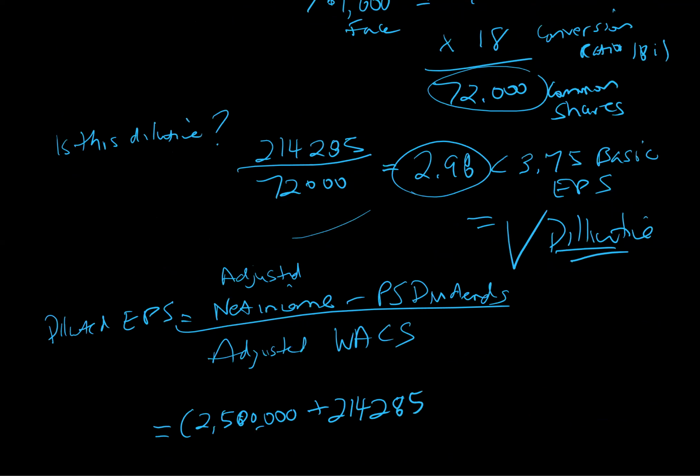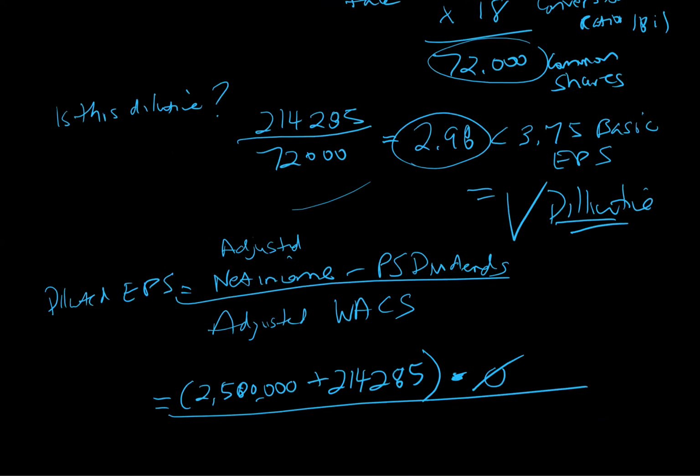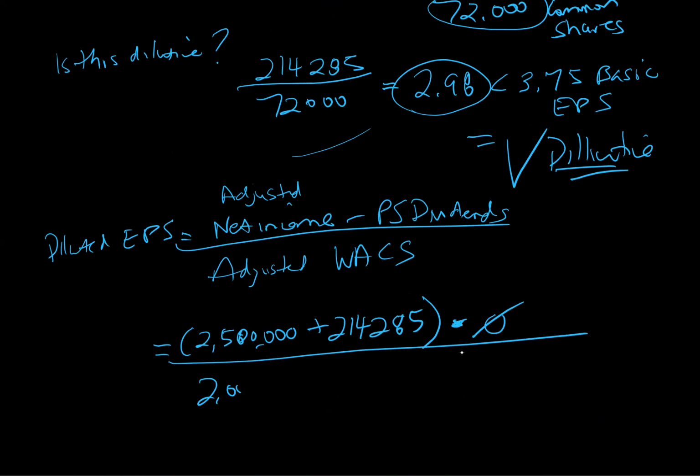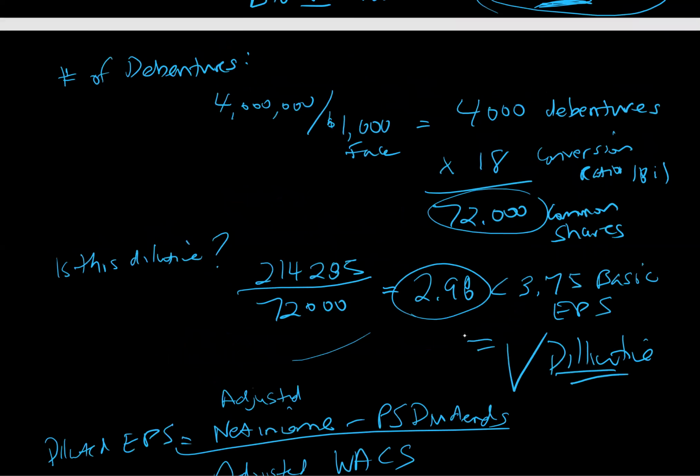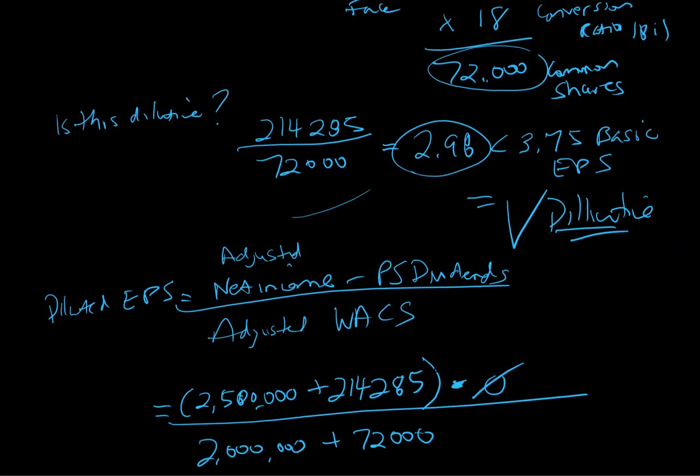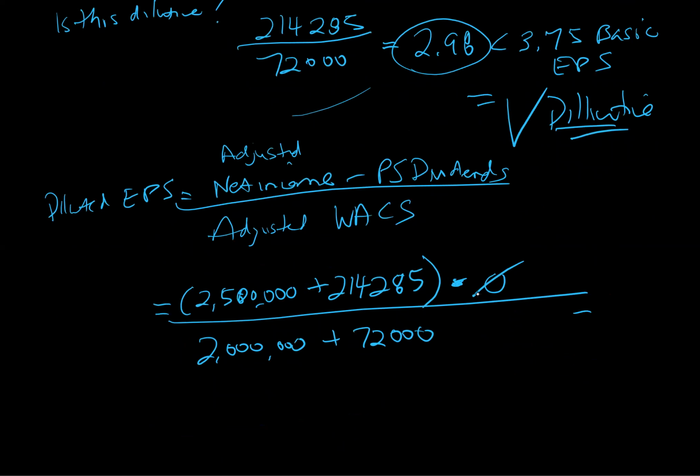Note we're adding it to net income. Net income is going to be higher, minus our preferred share dividends, which are zero. We don't have any. And then we're going to divide it by our additional securities. So remember, we still have our 2 million shares outstanding, but now we have an additional 72,000 from the conversion of that debt. Remember, we calculated the 72,000 here with the 18:1 conversion ratio. So now once we run through this math, we are going to get diluted earnings per share of $3.72.